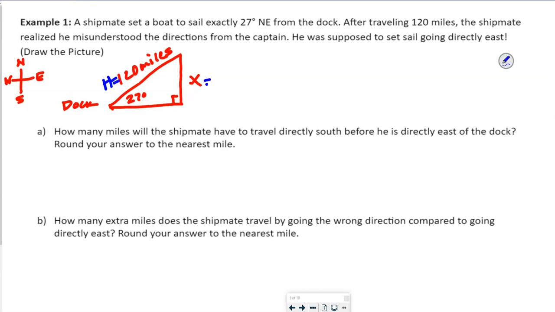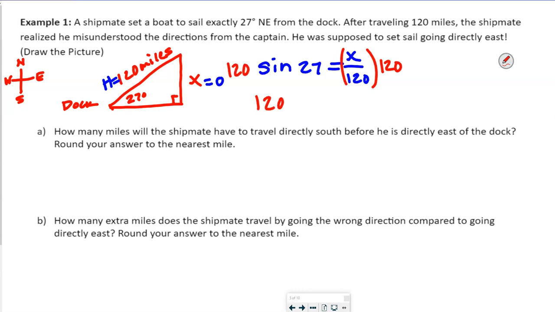And what is the x? That's going to be our opposite. What ratio uses opposite and hypotenuse? That would be sine. So we're going to do the sine of 27 is equal to x over 120. Remember, if we're trying to get rid of something that's being divided, we multiply. So we're going to multiply both sides by 120. What we're going to put in our calculator is 120 sine of 27, because that canceled out over there, and that's going to give us our x. Go ahead and do that in your calculator right now. So x is equal to 54 miles.